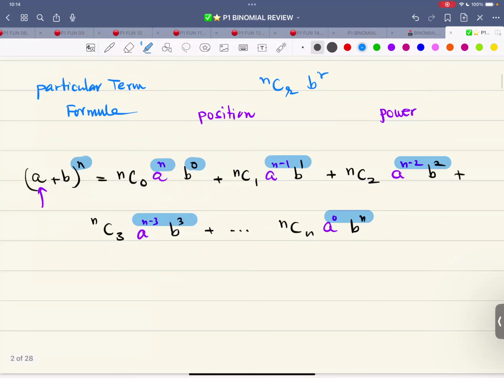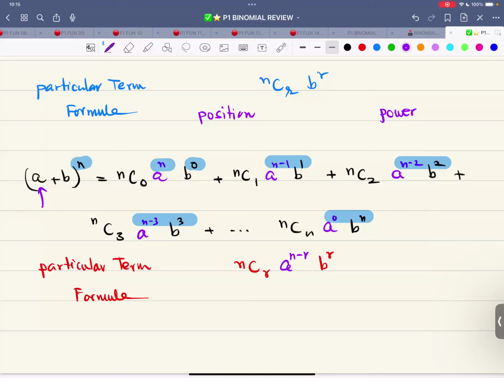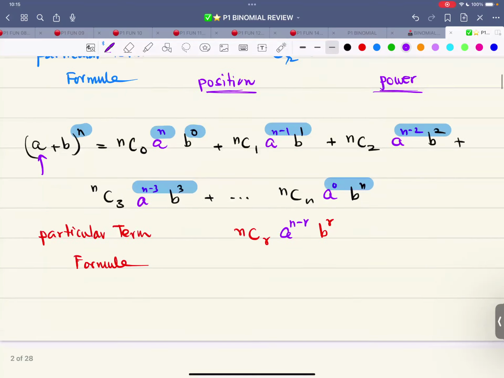Again, the particular term formula over here. So no, not this, the other marker. That is the particular term formula: nCr b^r a^(n-r). And again, they can be asking with respect to the position or with respect to the power.